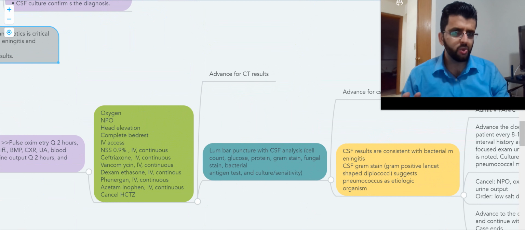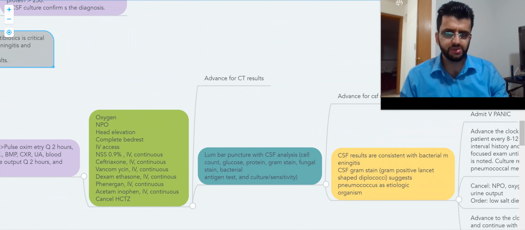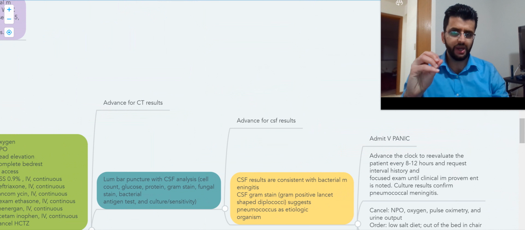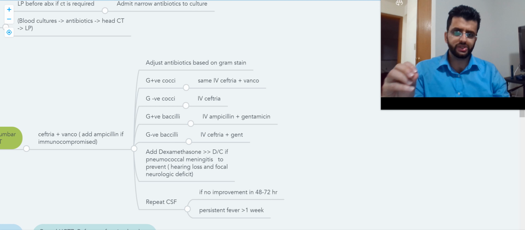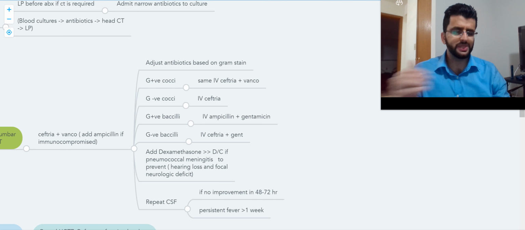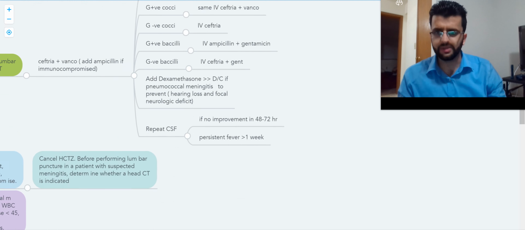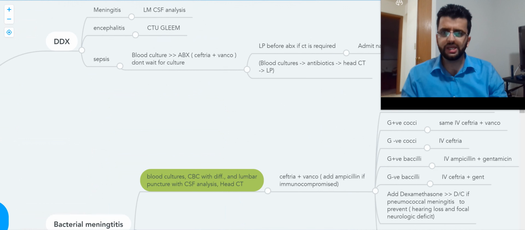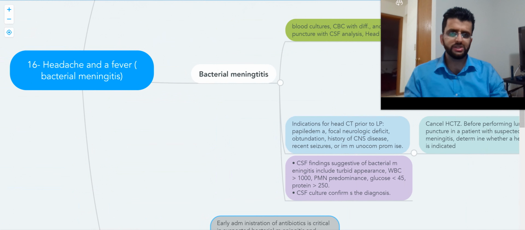After we confirm what organism is causing his problem, then we narrow down the antibiotics. Okay, if it's gram positive cocci, ceftriaxone and vanco. Gram negative cocci, ceftriaxone just IV. Gram positive bacilli, ampicillin plus gentamicin. Gram negative bacilli, ceftriaxone plus gentamicin. And basically that's about it for this case. It's very simple and easy.